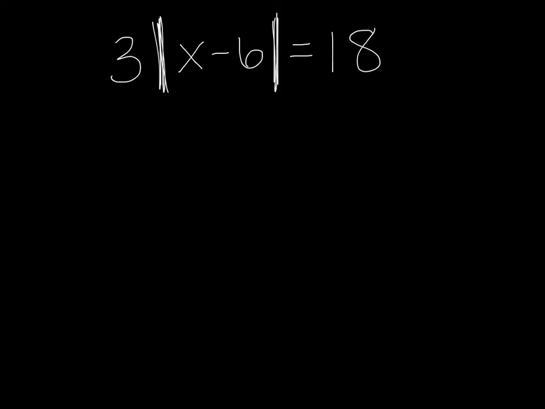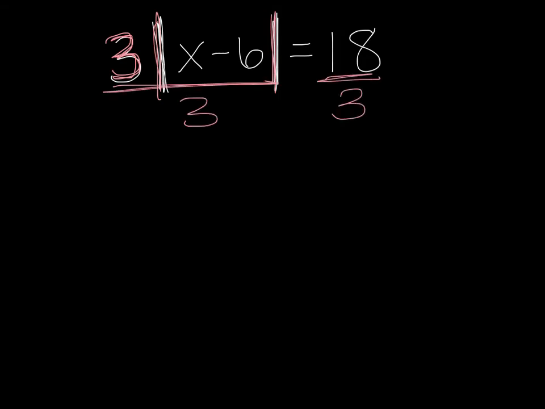First step to this one would be to isolate the absolute value lines. Now look at this. We do have a 3 on the outside of those absolute value lines. And since there's not a sign or a symbol in between the 3 and the absolute value lines, that means that they're multiplying. And the opposite of multiplying is dividing. So in order to get rid of that 3, we need to divide each side by 3. That means these 3's will cancel each other out, and we're left with the absolute value of x minus 6 is going to equal 6.